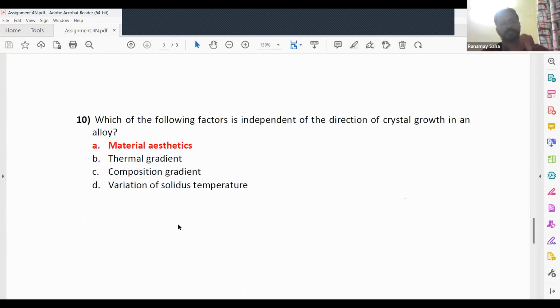The last question says, which of the following factors is independent of the direction of crystal growth in an alloy? I think we have discussed it. Material aesthetics, of course, you can very easily say this is the design or look of the material, and that would never determine the direction of crystal growth. That is completely dependent upon temperature gradients during the process of metal processing, then the composition or density of the material, then the variation of the solidus temperatures. So option A becomes correct.